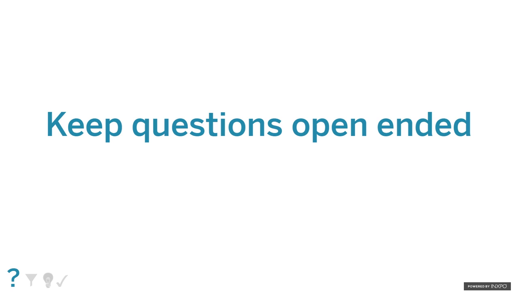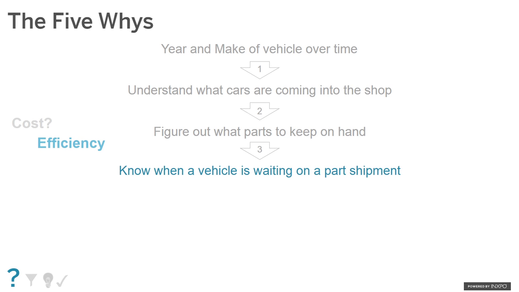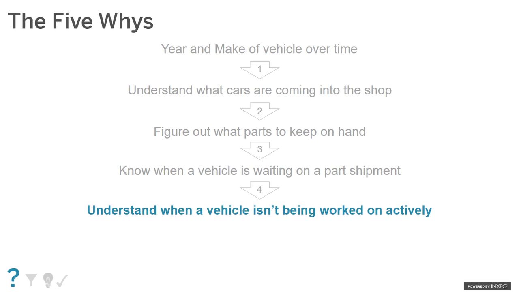When I asked John why he wanted to know what parts to keep on hand, he told me that he wants to know when a vehicle is waiting on a part shipment. So it was more about efficiency than cost. And when I probed a little bit further, what he told me was that he wants to understand when a vehicle is not being actively worked on. And parts are one reason that can happen. That's why he thought the shop wasn't as efficient as he wanted it to be. But there were a couple other reasons besides parts.